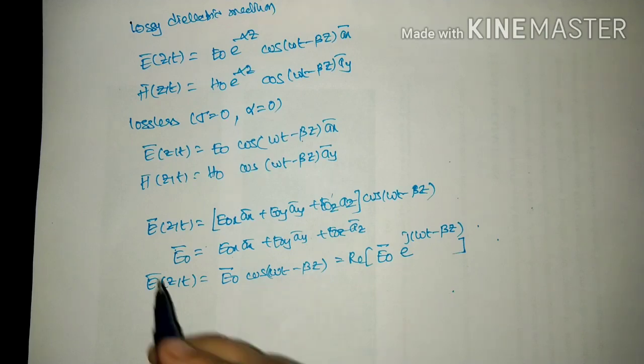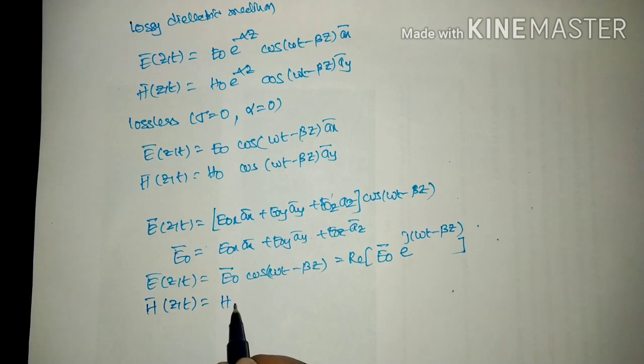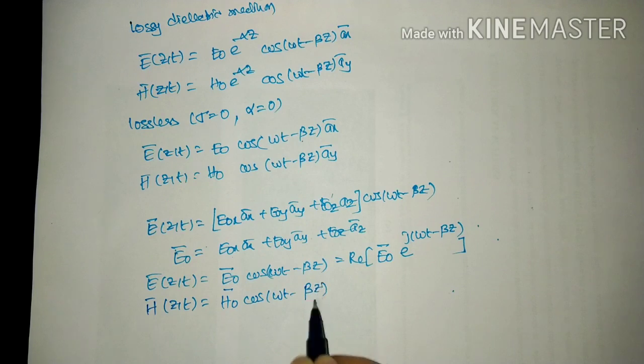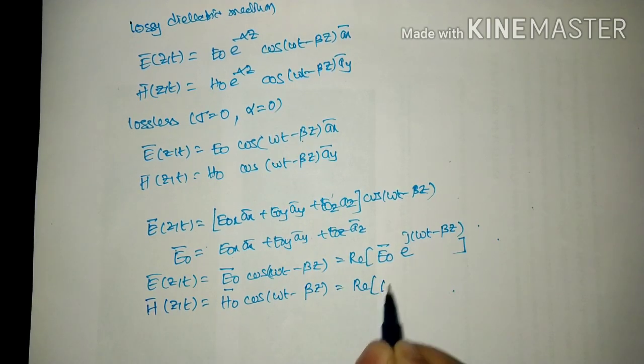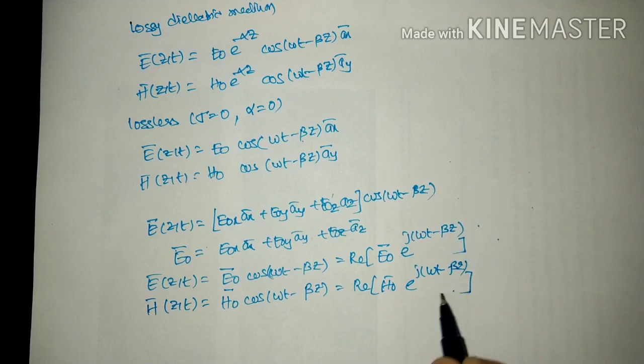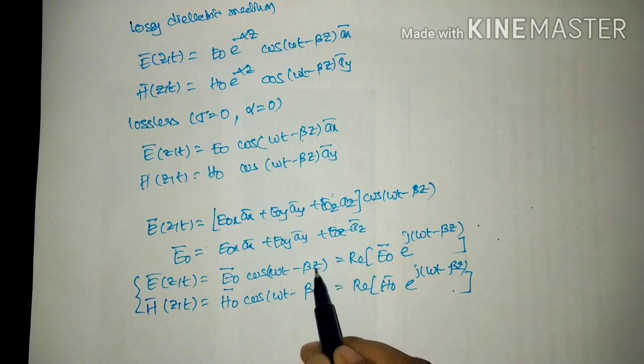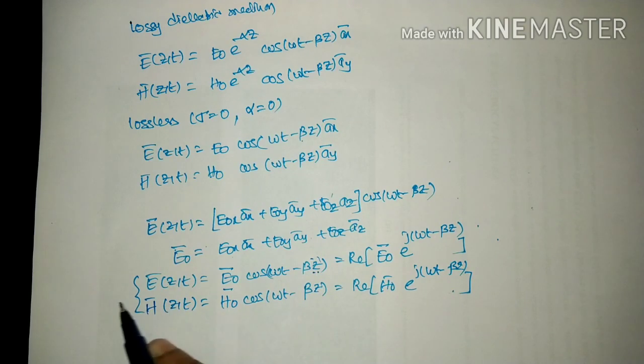Similarly, the corresponding magnetic field can be represented as H bar of z comma t is equal to H naught bar into cos of omega t minus beta z, or you can write it as real part of H naught bar into e power j omega t minus beta z. So if you know the orientation of the electric field or the magnetic field and how the phase of the signal is changing as the wave is propagating in that particular direction, you can represent the electromagnetic wave propagating in that direction.